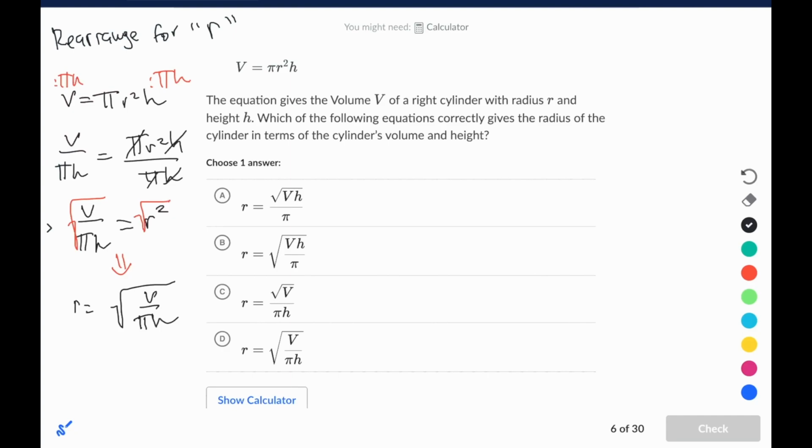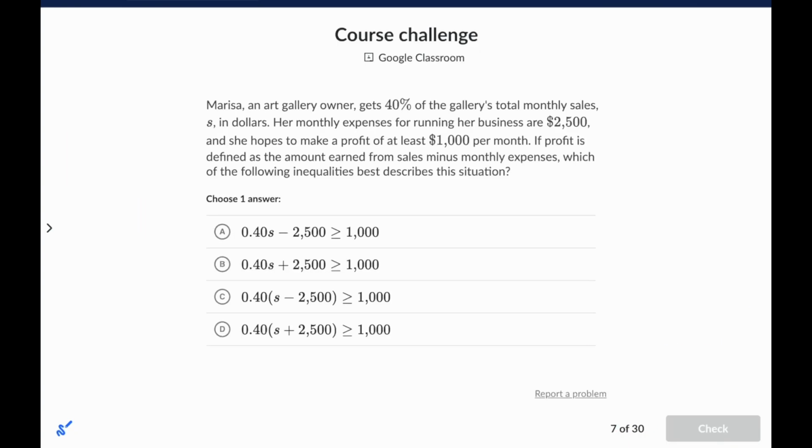And now let's look at C and D. Well, this can actually trick many people if they're rushing. If you look at C, only the V is under the square root, which is incorrect because the whole fraction V over pi h should be under the square root. That's why D is the correct answer.